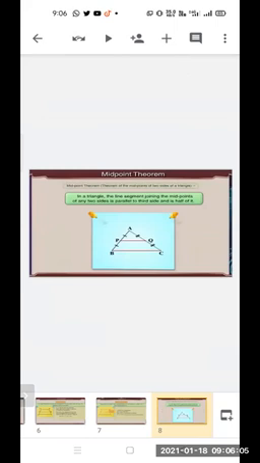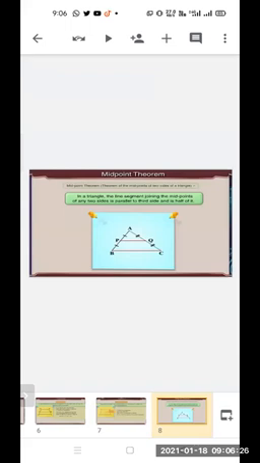Then after that we discussed a very important theorem, that is the midpoint theorem. Okay. So once again, recall what the midpoint theorem is. It is a very important theorem, children, so mostly questions are asked on this theorem. Okay. So what is the midpoint theorem, children?